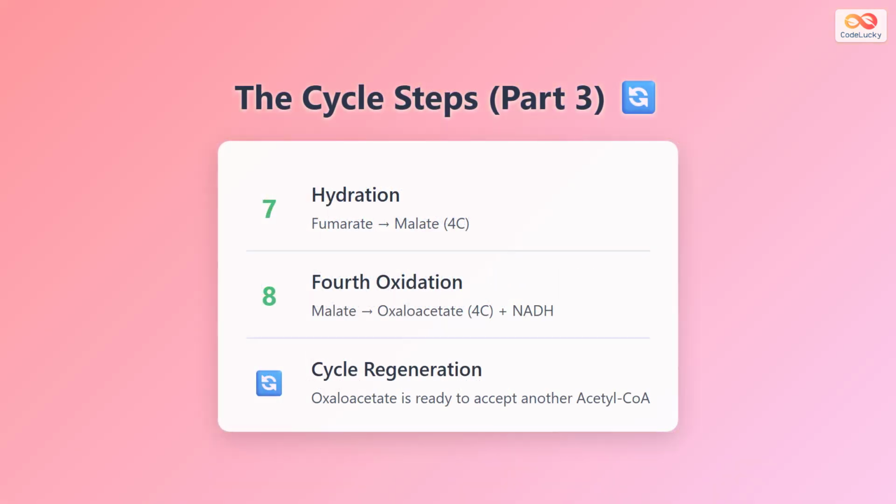Let's complete the cycle with the final steps. Step 7 is hydration, where water is added to fumarate to form malate, still a 4-carbon molecule. Step 8 is the fourth and final oxidation. Malate is oxidized to regenerate oxaloacetate, producing 1 more NADH molecule. And here's the beautiful part. Oxaloacetate is now ready to accept another Acetyl-CoA molecule, starting the cycle all over again. This is why it's called a cycle. It continuously regenerates itself.